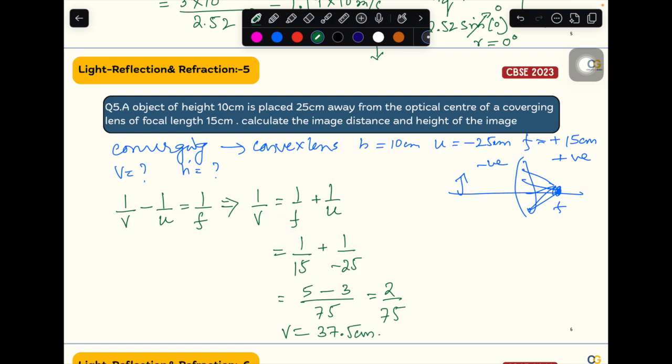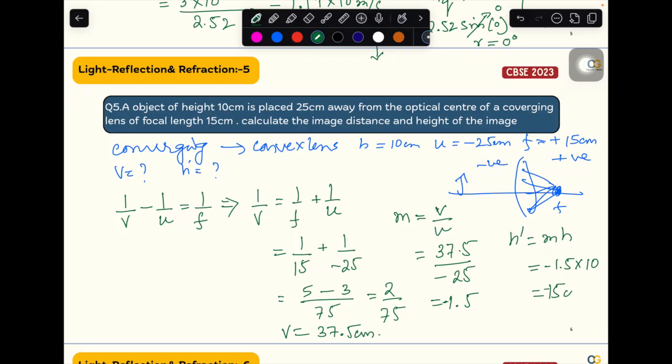Now again, to find the image height, we use the magnification, which is equal to V by U, since I've already put a minus in the lens formula, there is no minus in the magnification. So V is 37.5 by U, which is minus 25, which is equal to 1.5, right? You're getting minus 1.5. So image height will be magnification into object height, which is equal to minus 1.5 into 10, which is equal to minus 15 centimeters.